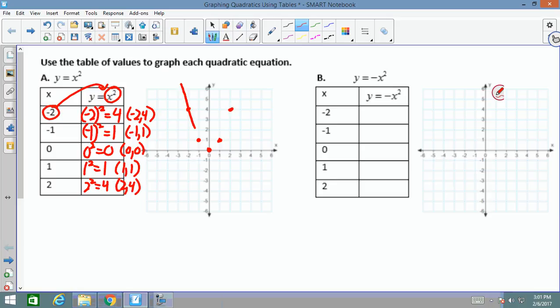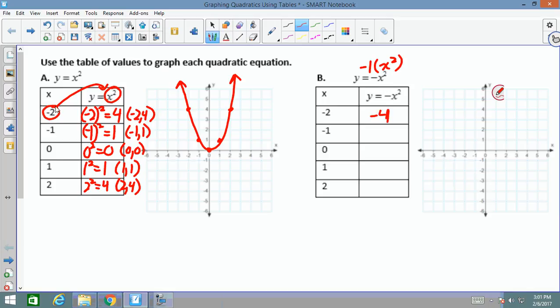So once you do that, you connect your points from left to right. There's your graph. Okay. On this one, this negative is not attached to x. What it's saying is you have -1 times x squared. So we're going to take each one of those points, which is -2 squared, which is 4, and multiply by -1, so this will be -4.